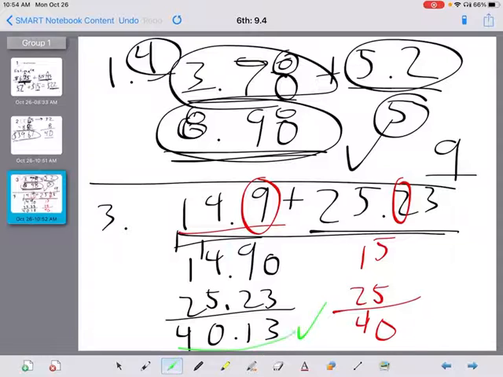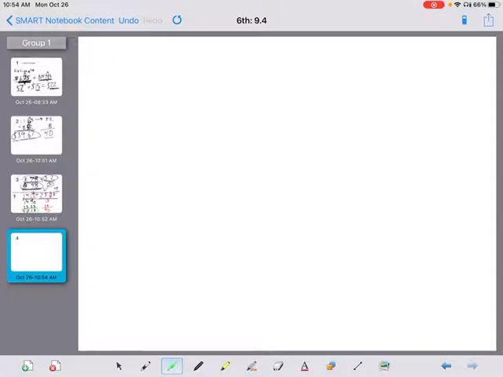Yes, it is, because 40.13 is very close to 40. So I'm doing a good job of estimating. All right, if I look at the middle of page 69 here, it says estimate differences by rounding to the nearest whole number. Estimate the value of 7.13 minus 5.7 by rounding to the nearest whole number.